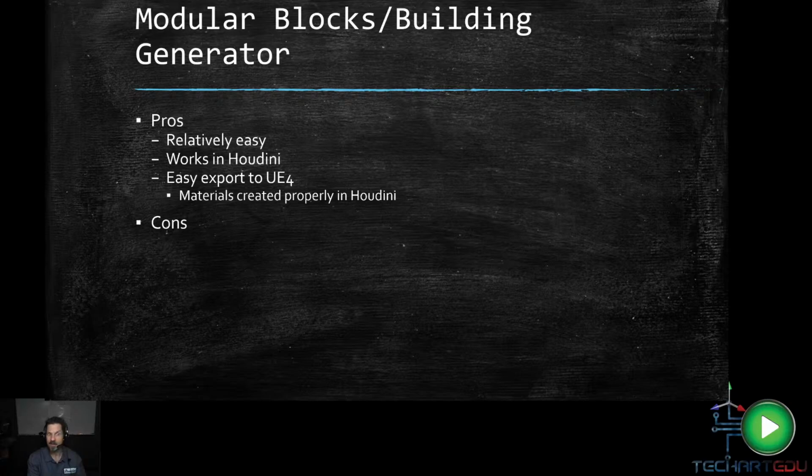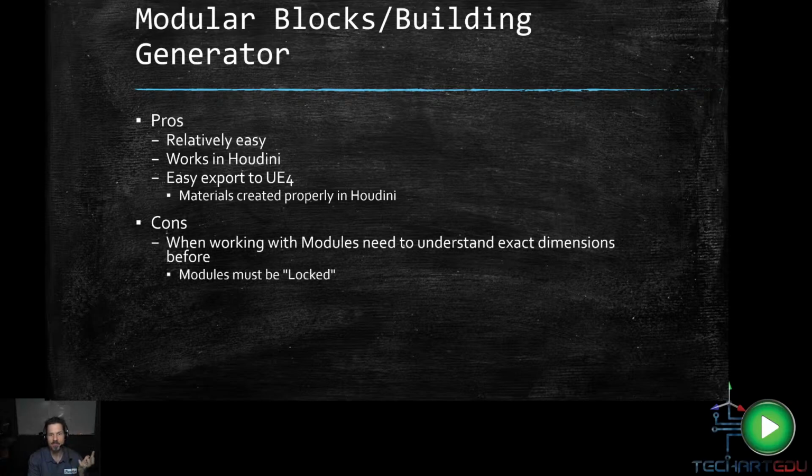And that gets me over into the cons. It says when working with these modules, you need to understand the exact dimensions beforehand. So that means that your modules have got to be locked. And what I mean by locked is that once you've created the modules, you have to understand their dimensions. And if your overall building dimensions do not work properly or scale properly with your individual modules, you're going to be stuck with a lot of empty space where there's not a lot of content, or you're going to end up with holes in your buildings.